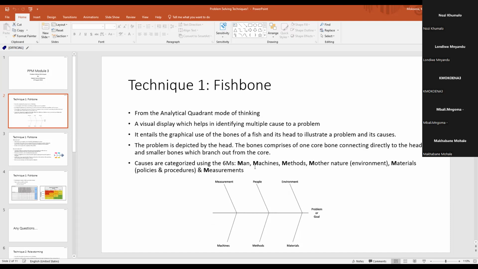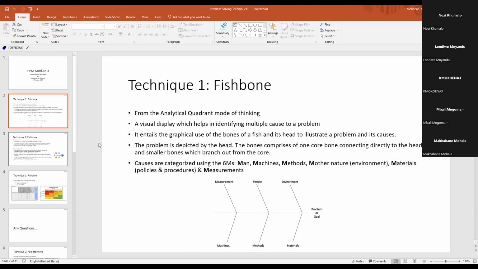So it's the men, machines, methods, mother nature, which means the environment, then materials and measurements. So the policies and the procedures fall under the methods. So that's how you will actually show the different categories on the fishbone, essentially saying that all these together, they make up the causes to the problem.